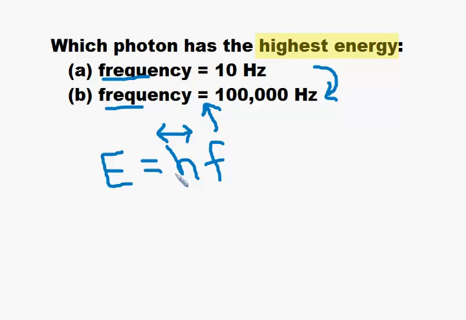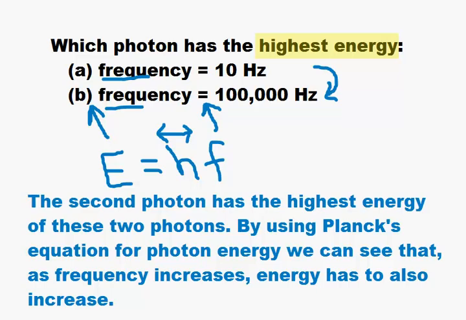And since both sides are equal, if this side of the equation gets bigger, this side of the equation has to get bigger. Therefore, energy has to increase. If we had to write this answer out, it would be something like: the second photon has the highest energy of these two photons. By using Planck's equation for photon energy, we can see that as frequency increases, the energy has to increase also.